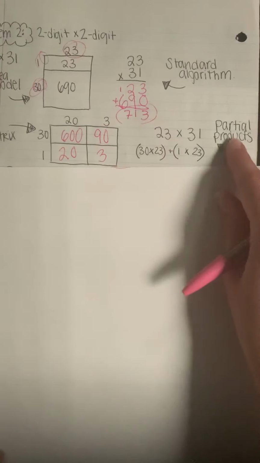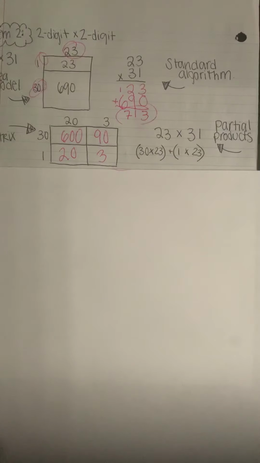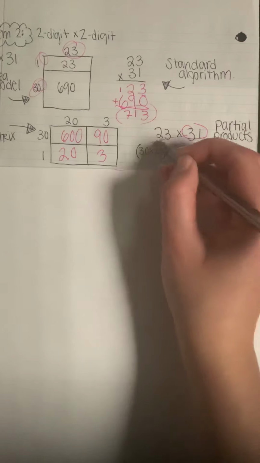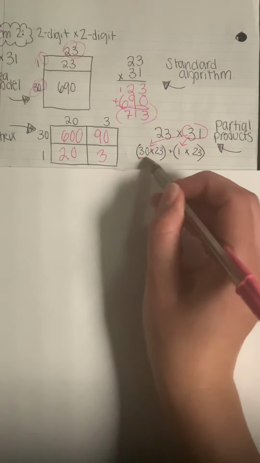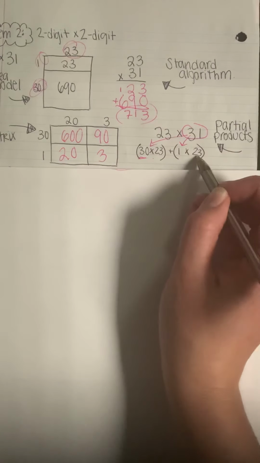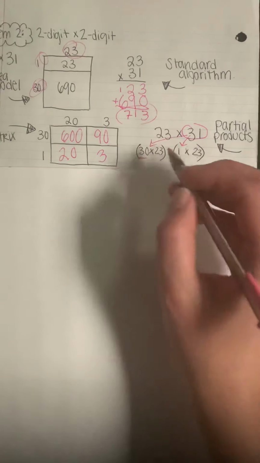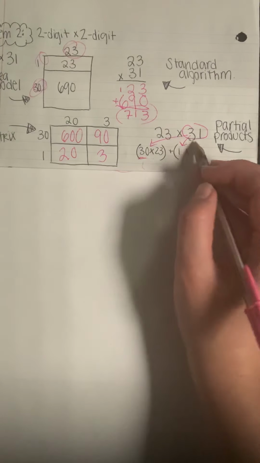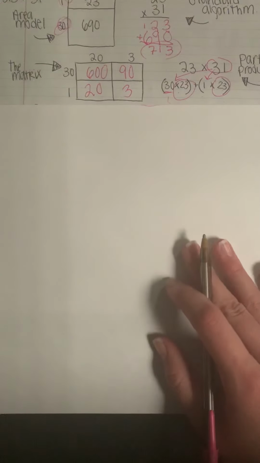And finally, partial products. This is the strategy that we used on the application problem when we started off the lesson, where I'm breaking 31 up into 30 plus 1, and I'm multiplying each of those parts by 23. I could also break up 23 into 20 and 3 and multiply each by 31. So it's totally up to you how you break them up, as long as you're remembering to multiply by the same factor that you didn't use. And so that strategy is called partial products.